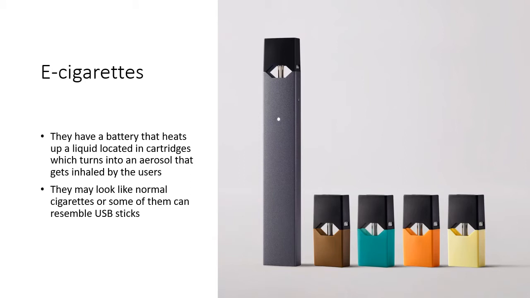E-cigarettes, or electronic cigarettes, are cigarettes that have a battery that heats up a liquid located inside cartridges, which turns into an aerosol that gets inhaled by the users. These cigarettes may look like normal cigarettes, or they could look like USB sticks, and the cigarette that is located here on the side is called a Juul, and a Juul is usually more popular with young adults. And the cartridges that are located to the right of the Juul have the liquid inside that gets turned into an aerosol, and they are different colors because each color specifies a certain flavor. So each color has its assigned flavor.